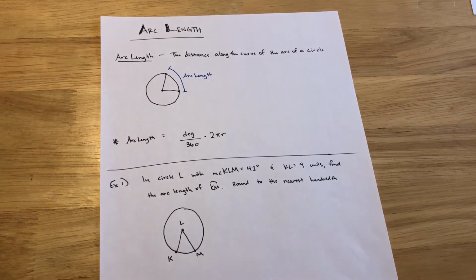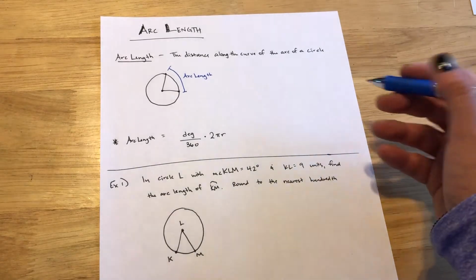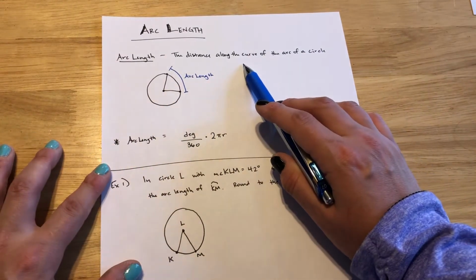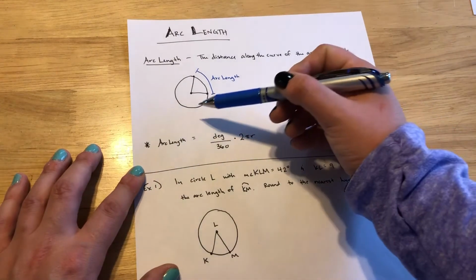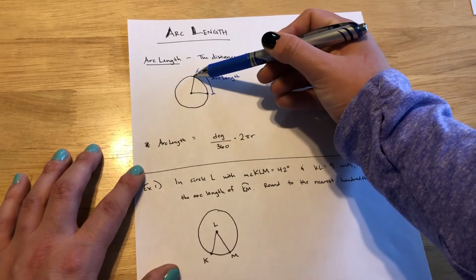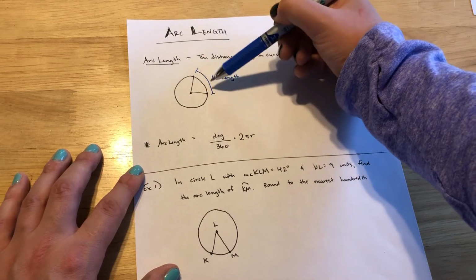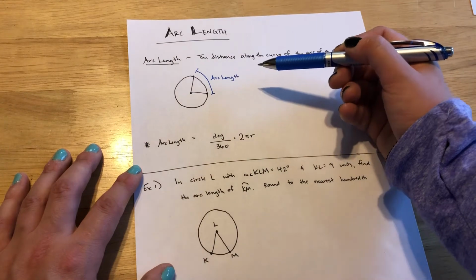So this is a little bit different than arc measure. The measure just had to do with the central angle degree. But today we're looking at arc length. And so that definition is the distance along the curve of the arc of a circle. So if we're looking at our circle and we have two radii that go out and intercept the arc, the distance in inches or feet or miles, that is the arc length.